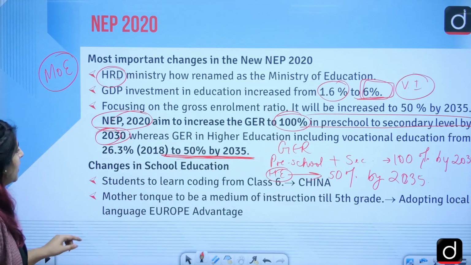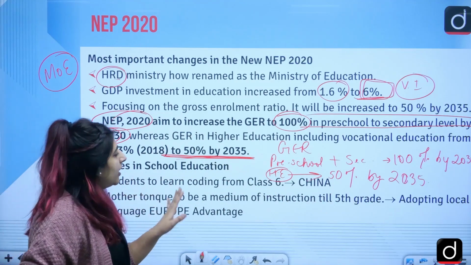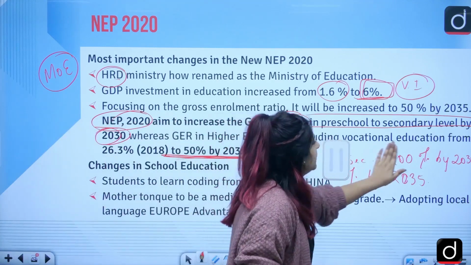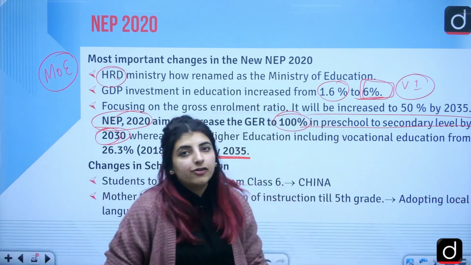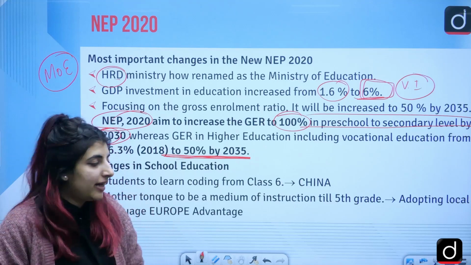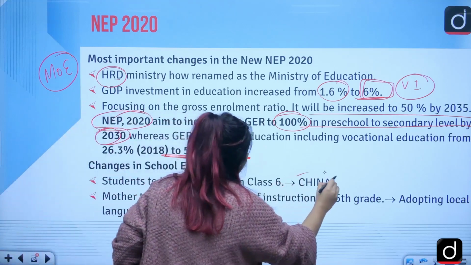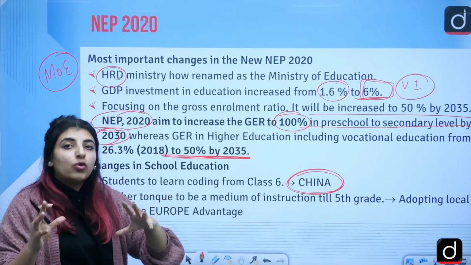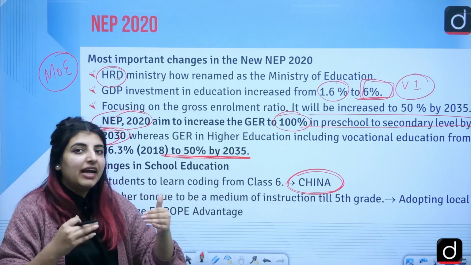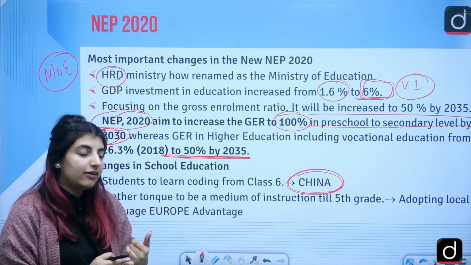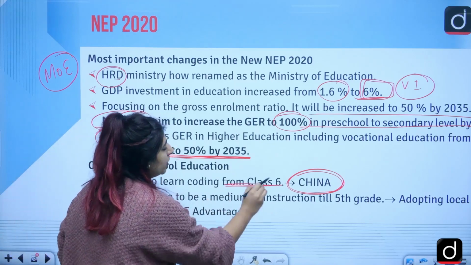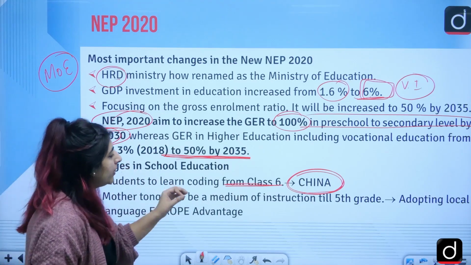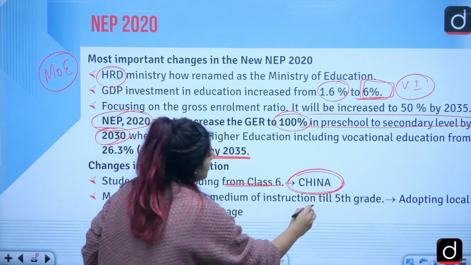Correct? Changes in school education. Now, what are the changes? Students are to learn coding from class 6th. Taking this up from China, the students are supposed to learn coding from class 6. This is the concept that they have taken from China, that from class 6, coding should be taught to students. Correct? Mother tongue to be a medium of instruction till 5th grade.